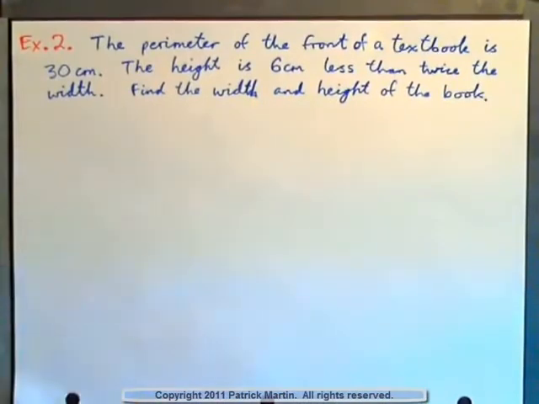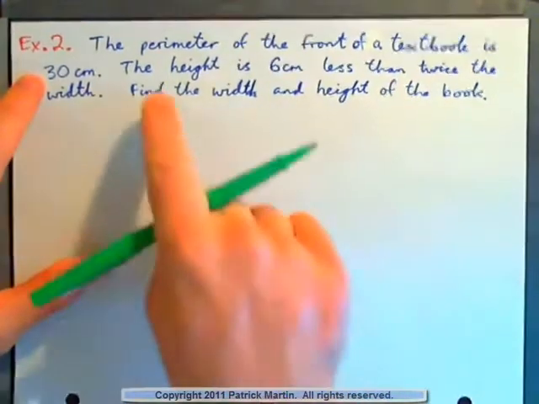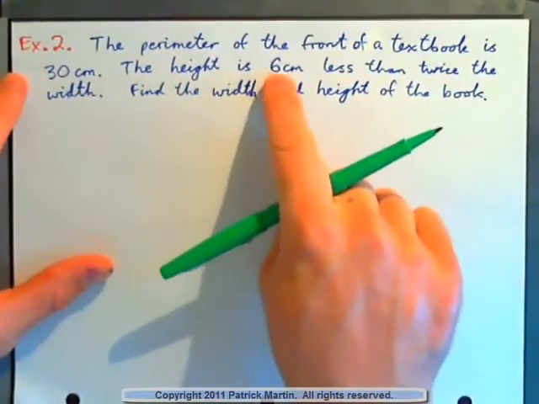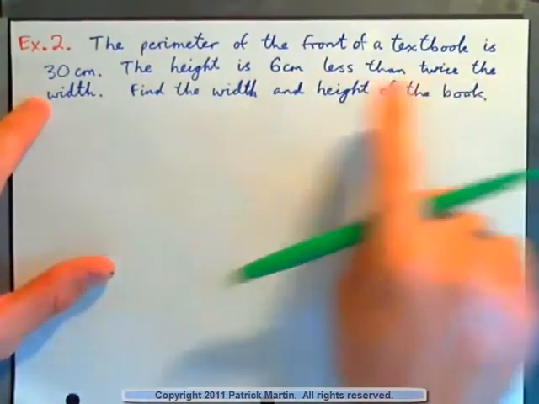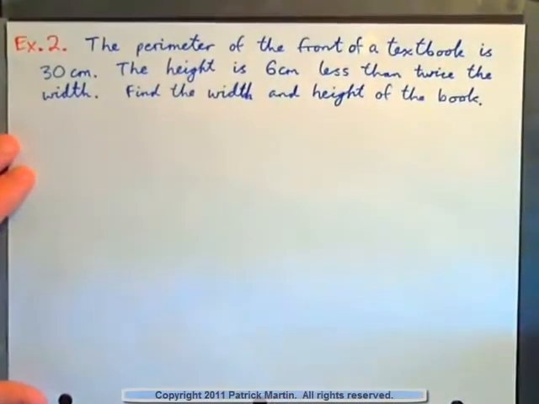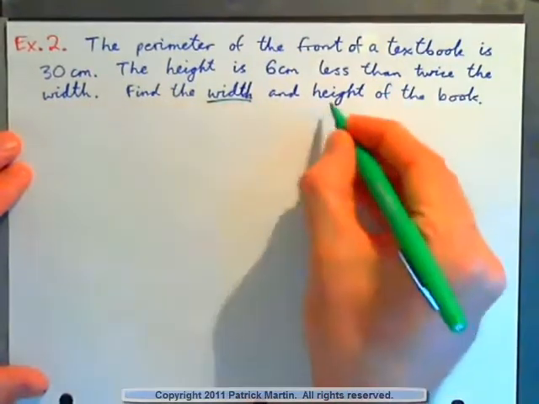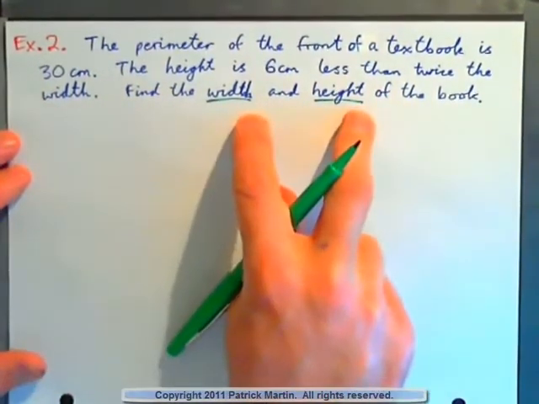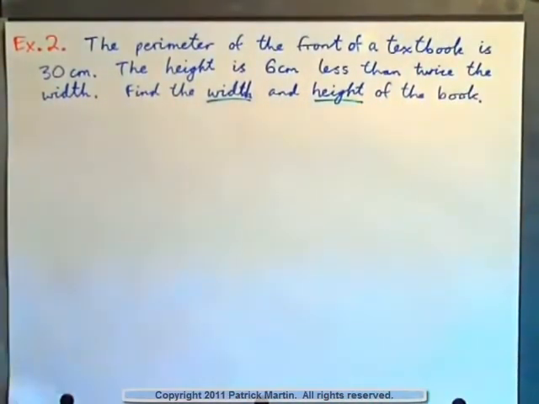Example 2. The perimeter of the front of a textbook is 30 centimeters. The height is 6 centimeters less than twice the width. Find the width and height of the book. Okay? So we're looking for width and height. Two unknowns. We need two equations. We need two pieces of information to find two missing numbers.